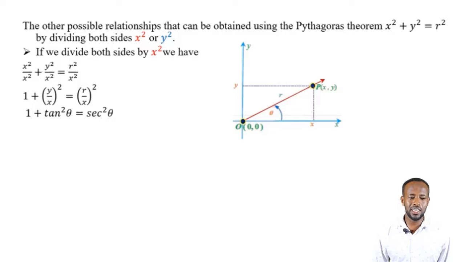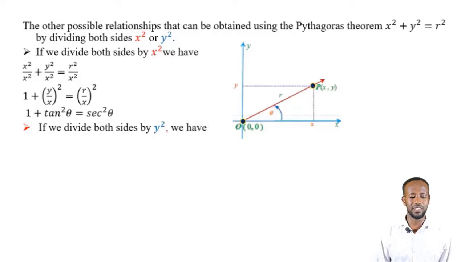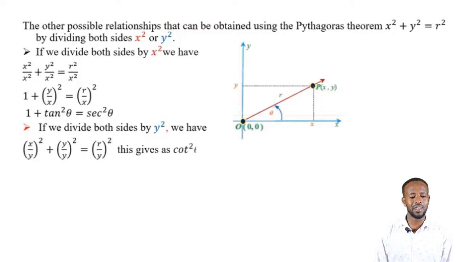How do we get the second identity, 1 plus tan square theta is equal to sec square theta? By dividing both sides of the Pythagoras identity by x squared. Now, what about this one? If we divide both sides by y squared, we have what? We have x square over y square plus y square over y square is equal to r square over y square. This gives us what? In short form, cot square theta plus 1 is equal to cosecant square theta.